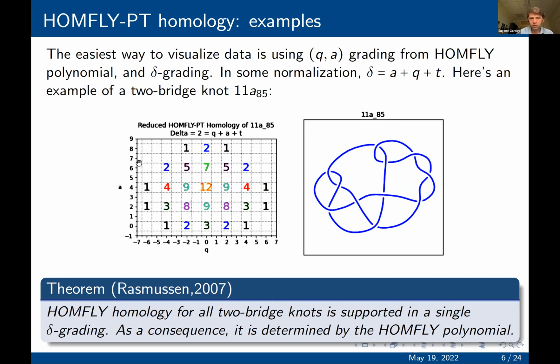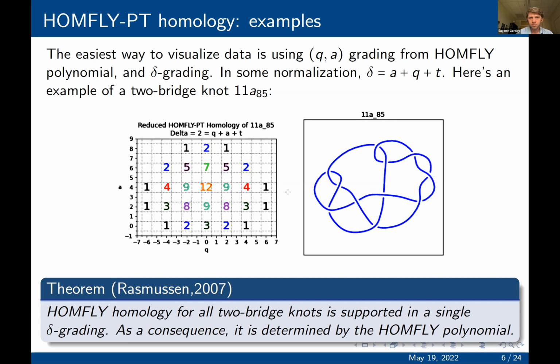One thing you can do is just produce tons of such pictures from this data set. In this case, it will be supported in one delta grading. In some other cases, there will be more, but you can slice by delta grading, and in each slice, you would get a nice picture like this.